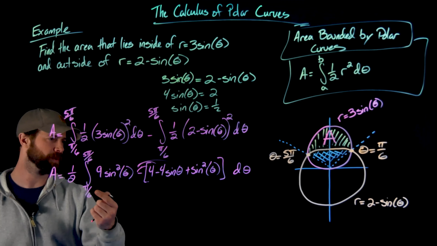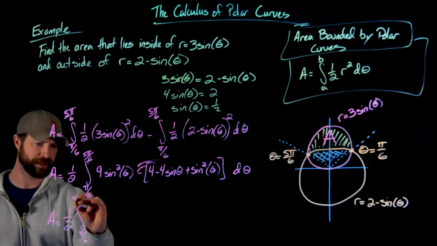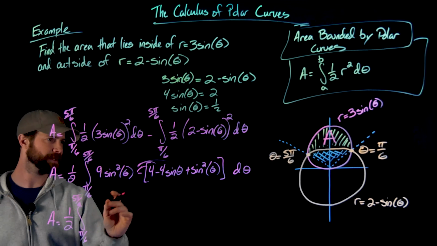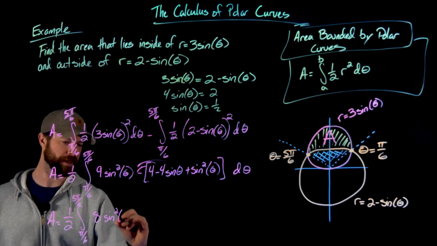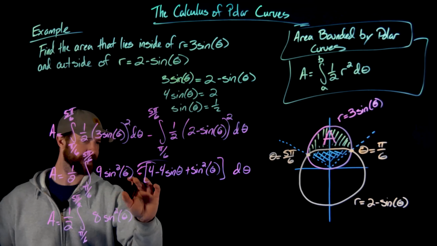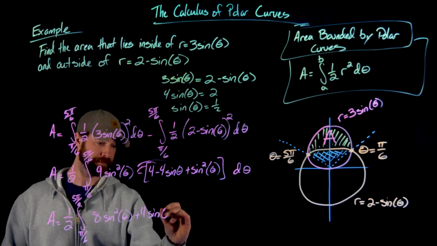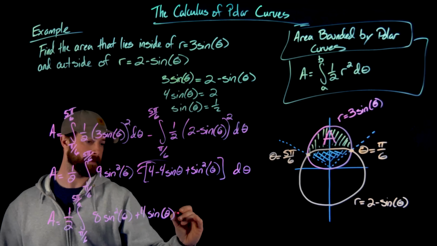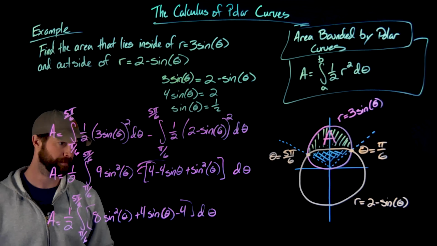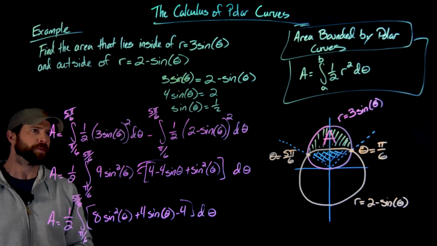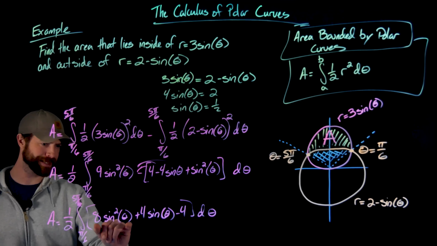So let's see what we have here. We're going to have this 1/2, still from pi over 6 to 5 pi over 6. So that minus that will give me now 8 sine squared of theta. And then now I have a plus 4 sine of theta, and then minus 4, and we are d theta. So after all of that, it's not too bad. The only term that kind of sucks is this first one.